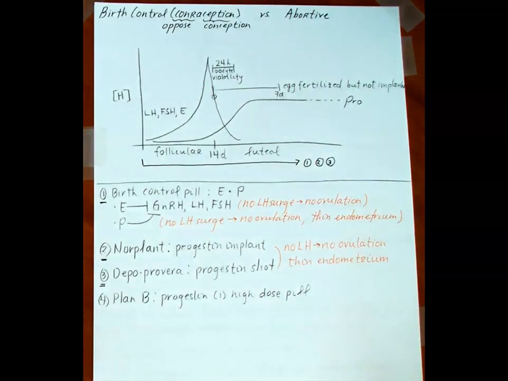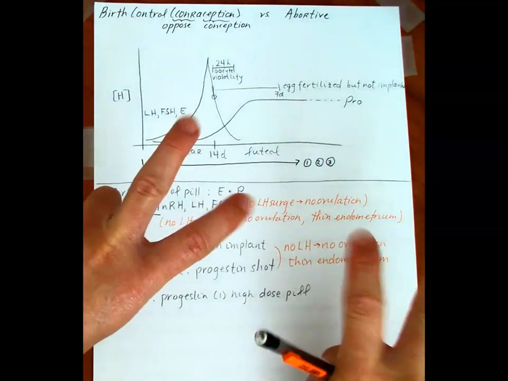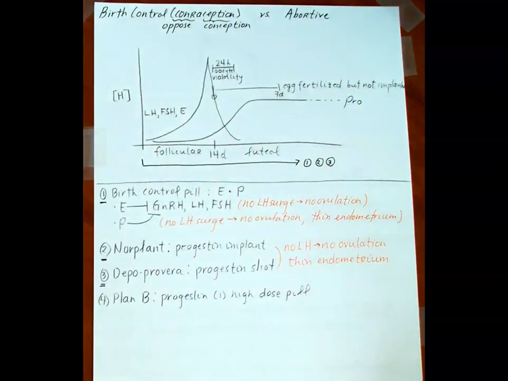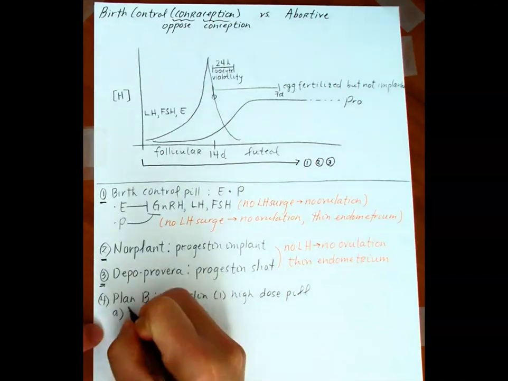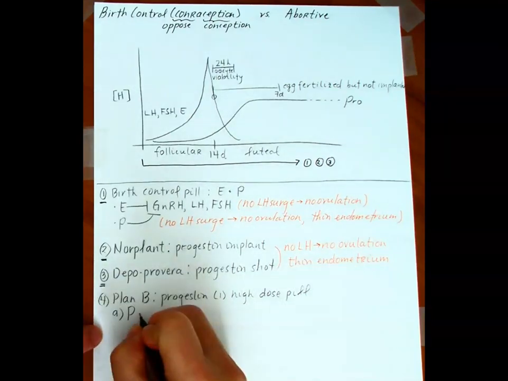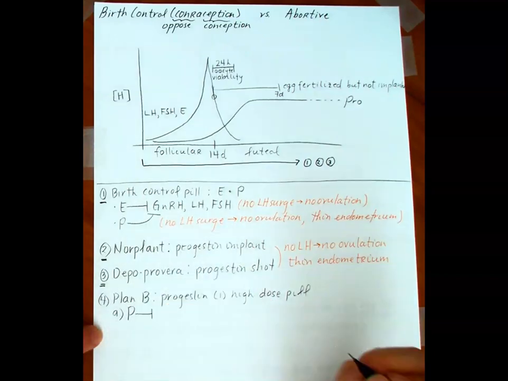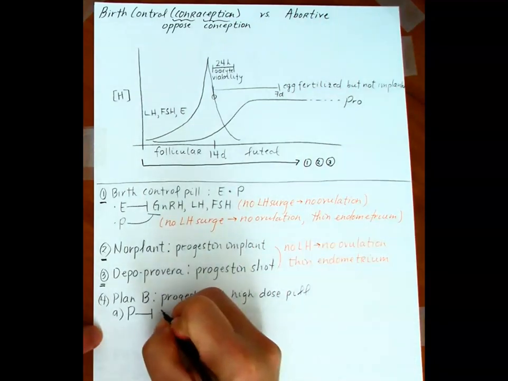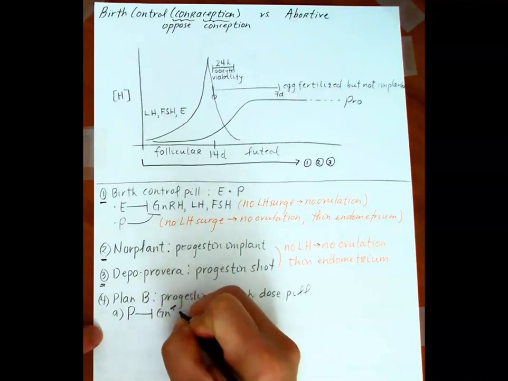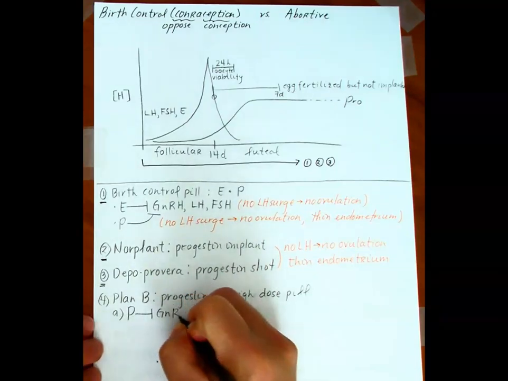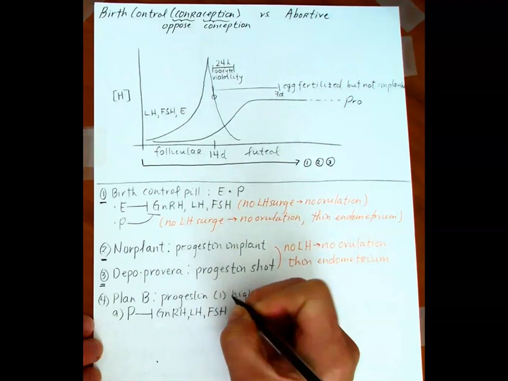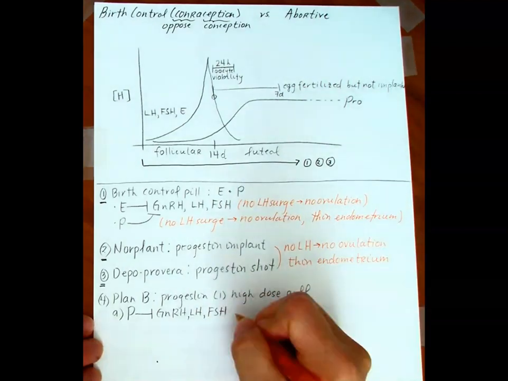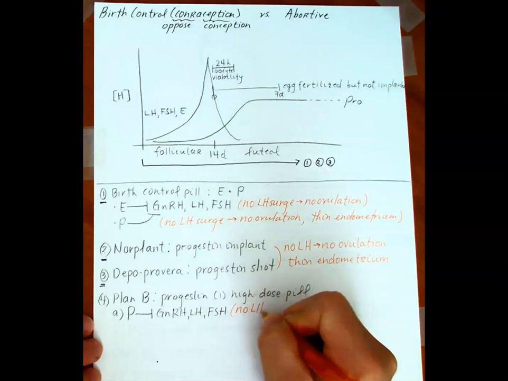Which is taken the morning after, or as soon as possible after you've had, air quotes, accidental sperm enter the vagina. Now, Plan B does 2 things. A, if taken before ovulation, the progesterone or the progestin will inhibit the HPG axis. Okay, so it's going to inhibit GnRH, LH, and FSH. And in doing so, there's not going to be any LH surge, and therefore, no ovulation.